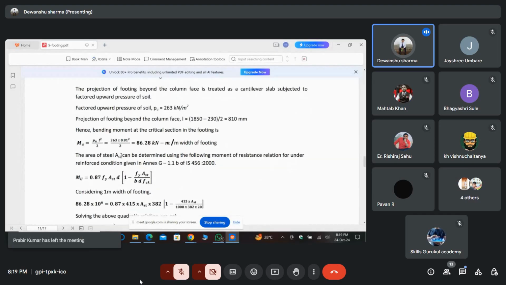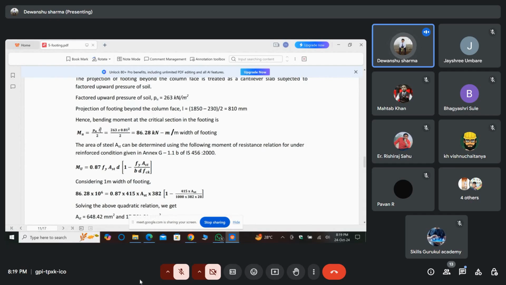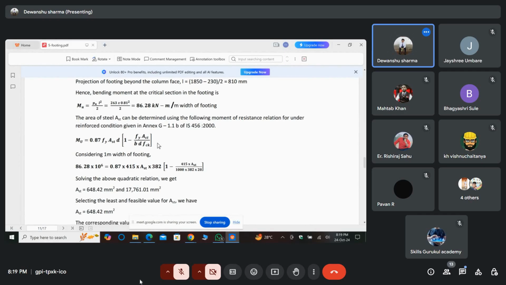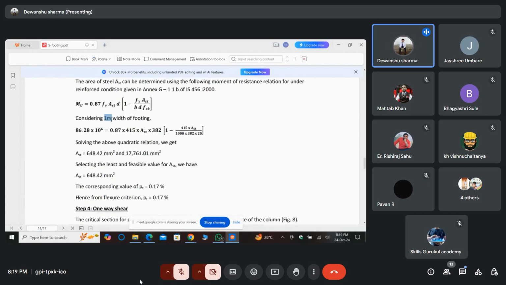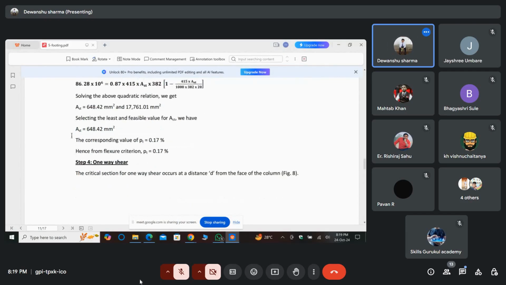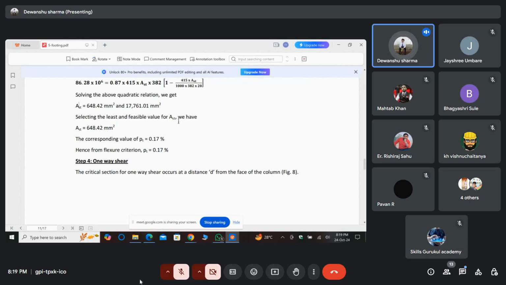Hence bending moment at the critical section in the footing is Mu equal to Pu L square upon 2. We put value here, and according to IS code, Mu is equal to 0.87 fy Ast d (1 minus fy Ast upon b d fck). Here we take for every meter length of width of footing, we put all the values, and by using this equation or formula, we find out Ast. Selecting the least and flexible value of Ast, we have Ast is 648.42.